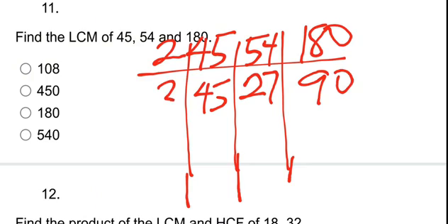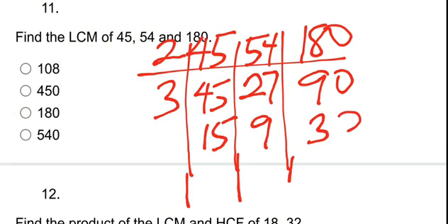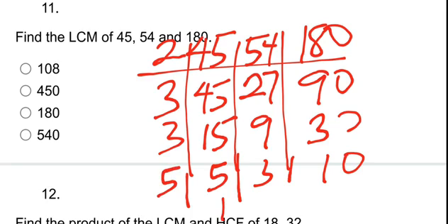3 can go, yes, 3 can go into the odd number now. 3 into 45 is 15. 3 into 27 is 9. And 3 into 90 is 30. 3 can still go, right? That is 5, 3, 10. So you can see that 5 can go, that is 1, 3, 2. So the next one is 3 and 2, that is 6. So multiply 2 times 2, that is 4. So 3 can go, 1, then 2. Then 2 can go, which gives us 3.